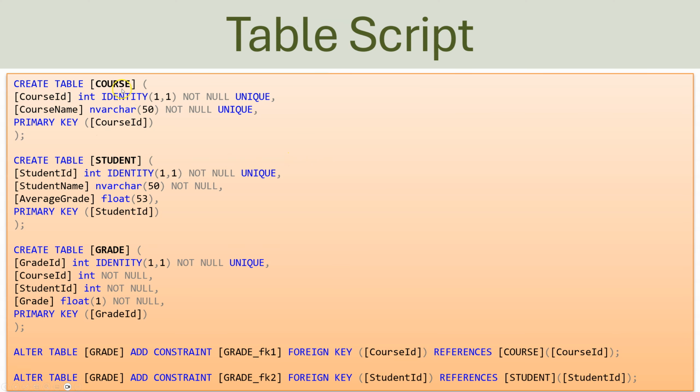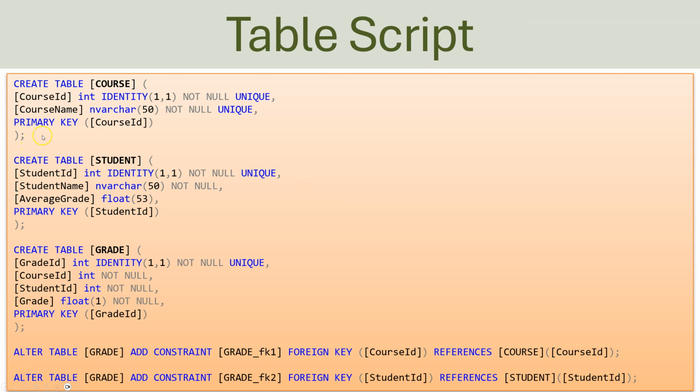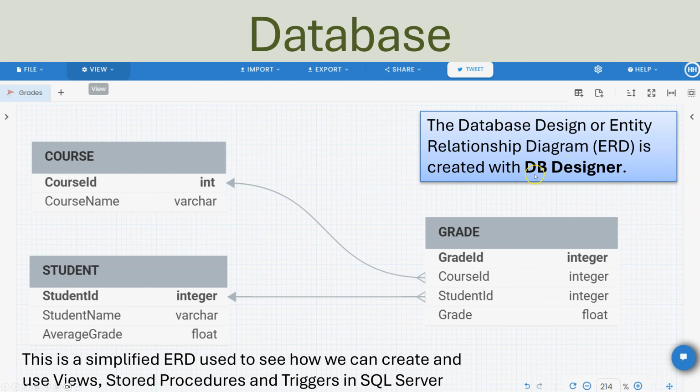So here is the SQL script for this diagram, these 3 tables: course, student and grade. Here you see the SQL code, one for creating the table course, one for creating the table student, and finally one for creating the table called grade. The next step now is to go to the SQL Server Management Studio to open this script that is generated in this case from this DB Designer tool.